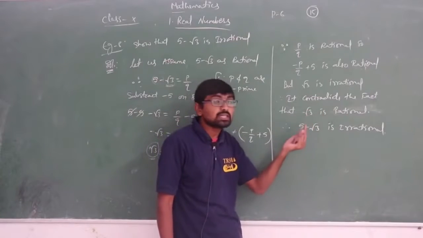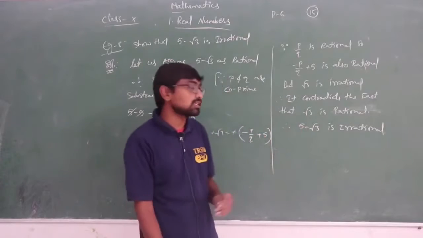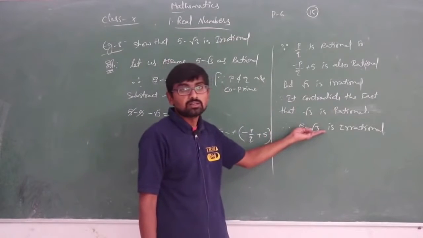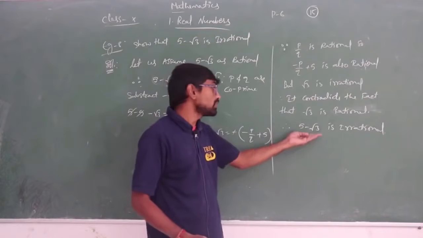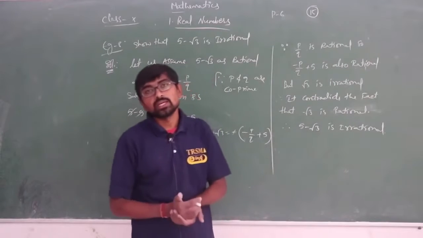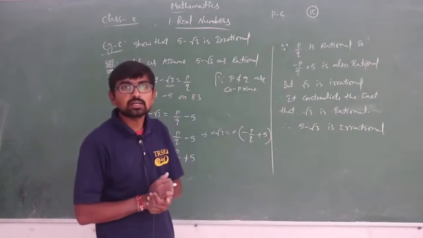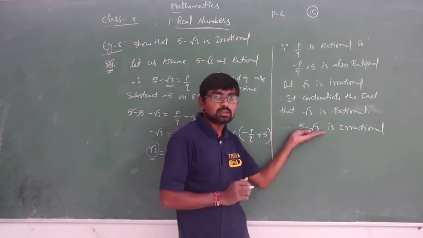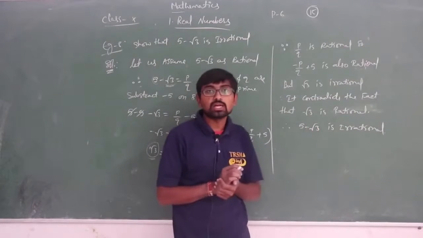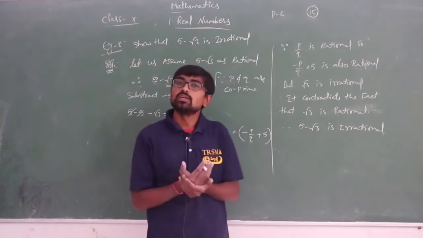So root 3 is not rational, it is irrational. So if we add something to an irrational number, then again I will be getting an irrational number. Am I right or wrong? Isn't it? Correct or not? Root 3 is irrational. If I add plus 5 to that irrational number, again I will be getting an irrational number.